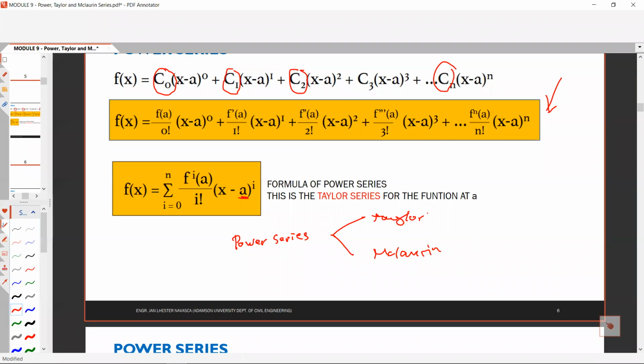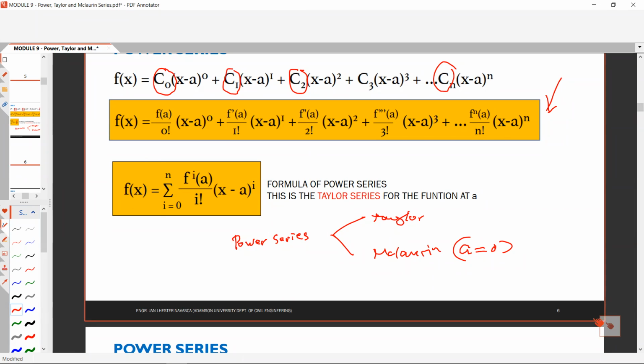Okay. So ang Taylor series, ang Maclaurin is centered at a equals to 0. So substitute mo lang dito, a equals to 0, that is a Maclaurin series. So the same formula lang po sila. Ang pinagkaiba lang nila is yung center a. Okay? So this is the formula for the power series.